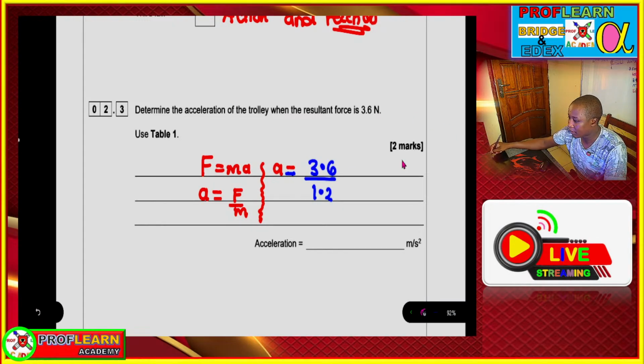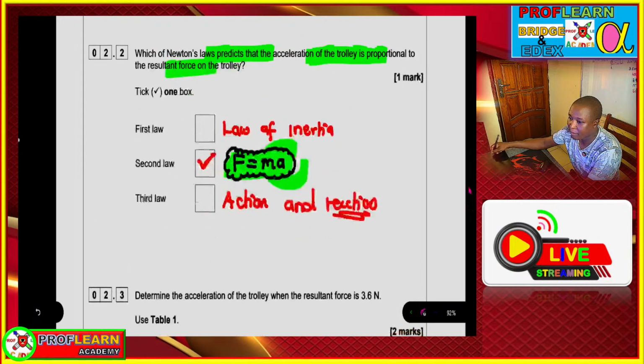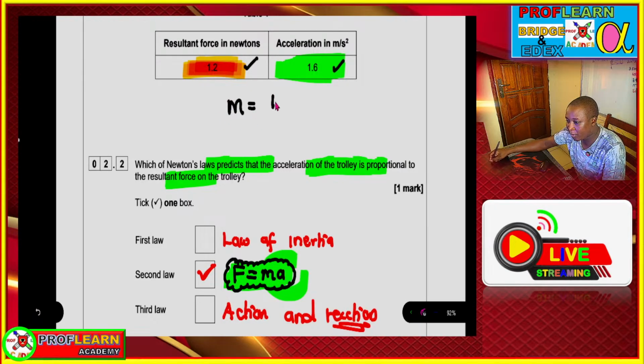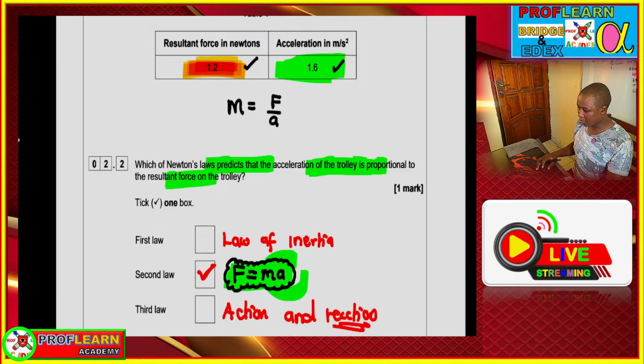Okay, from the information that was provided in this previous question, this is 1.2, 1.6. That part was meant to enable us to know the mass of this trolley. So we are going to say mass is equal to force over acceleration. So if you take the force divided by acceleration, then we are going to do that.